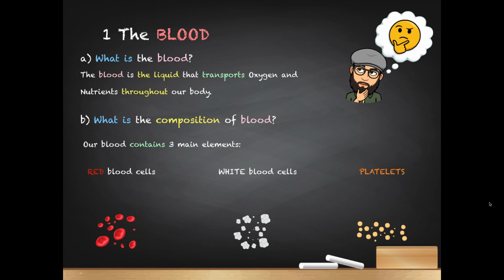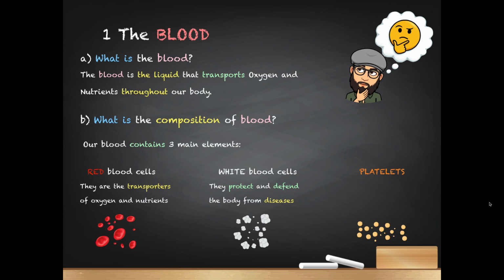Okay, and let's start with the red blood cells. What is the function of red blood cells? They are the transporters of oxygen and nutrients, okay? They are the transporters. Next, the white blood cells. What's the function of white blood cells? They protect the body, okay? They protect and defend the body from diseases. For example, they protect the body from the coronavirus, okay?